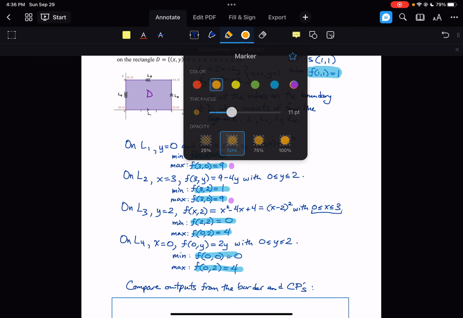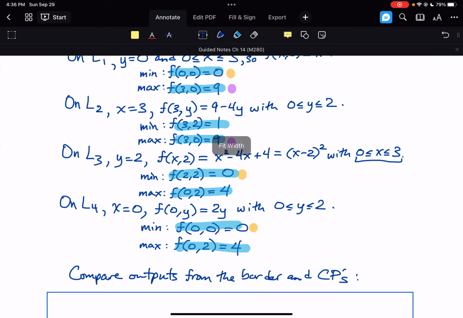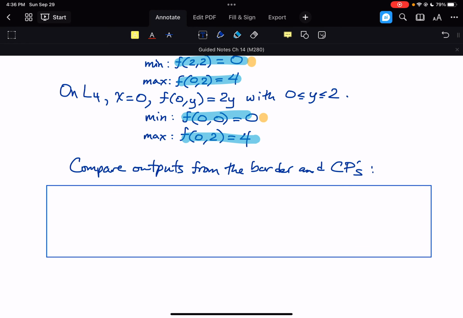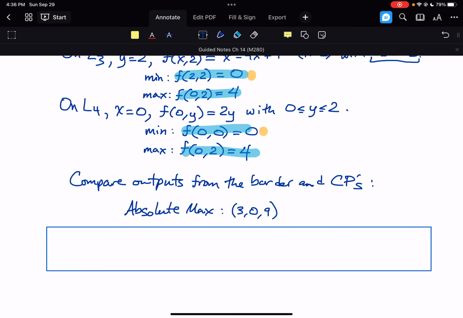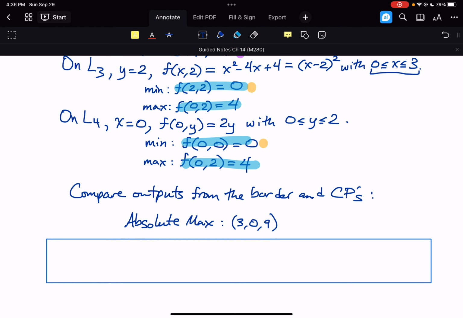Let me do that in a different color. Okay. Turns out the critical point was not an absolute extrema on this region. There are values larger than it, and there are values smaller than it on this region. So our absolute max is at the point (3, 0, 9). So that's the one that we found on the border there.